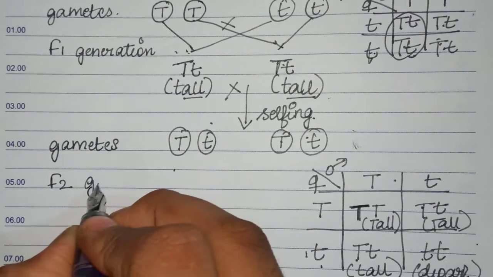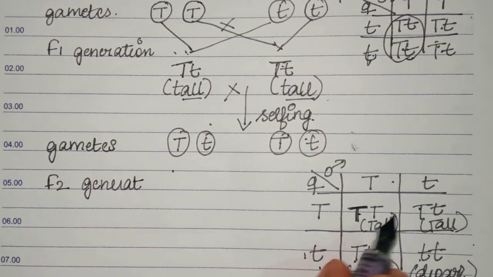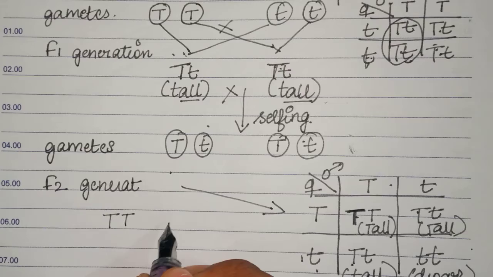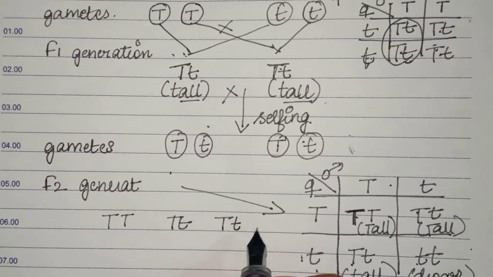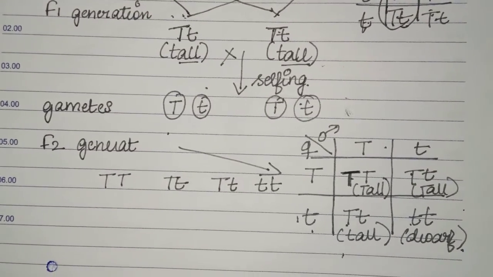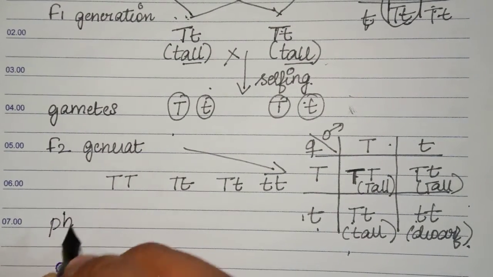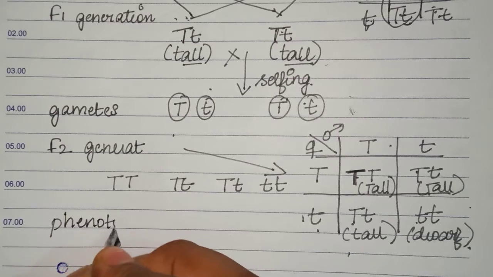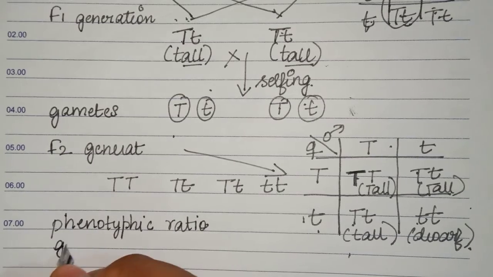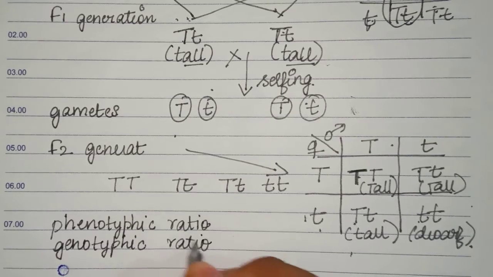So in the F2 generation you got the following. This is the second generation progeny: capital T small t, capital T small t, capital T small t, small t. Now talking about the ratios, it is very simple. You don't need to worry about that. There are two types of ratios you must find: one is the phenotypic ratio, another is the genotypic ratio.